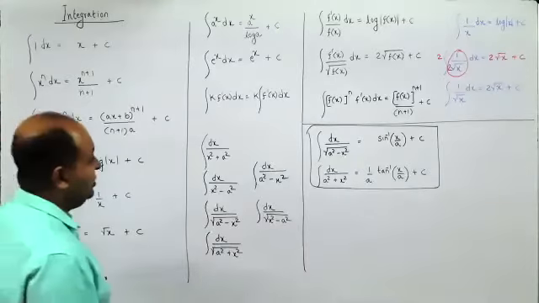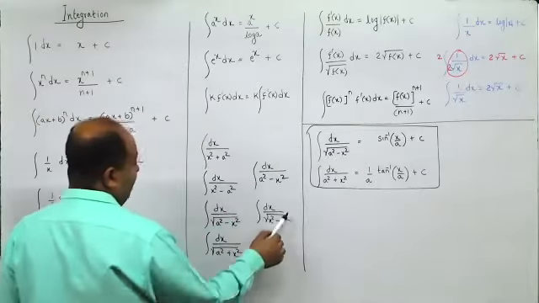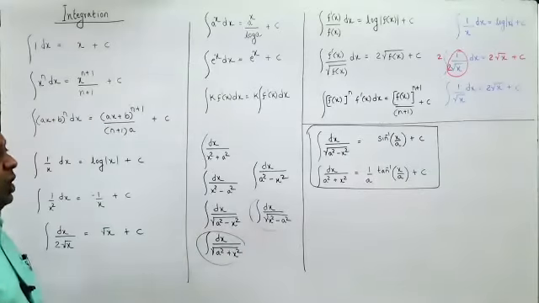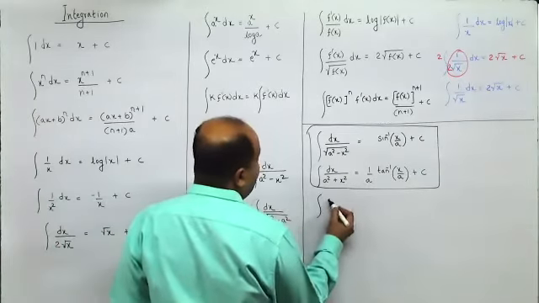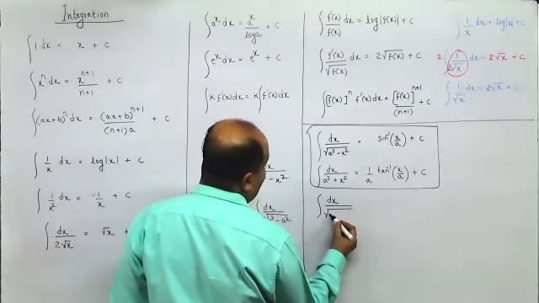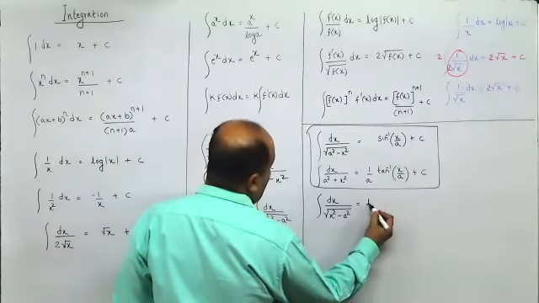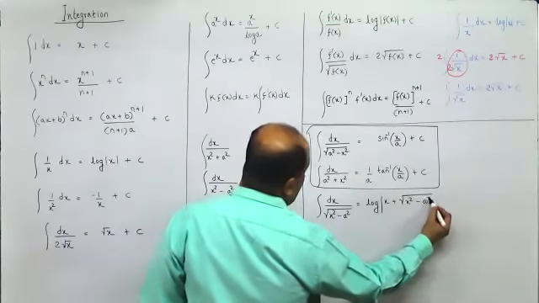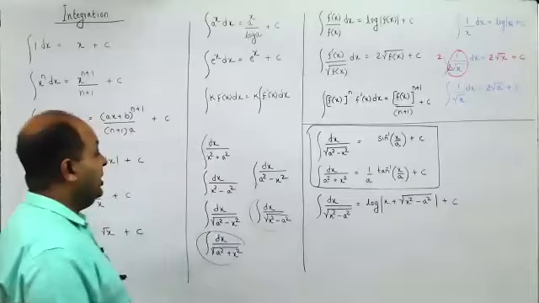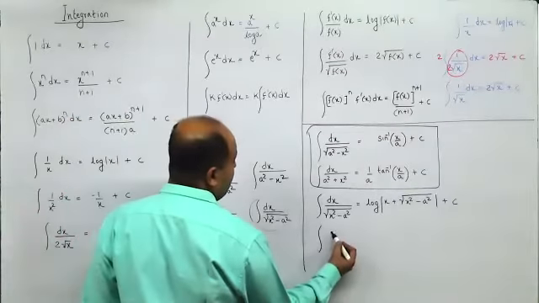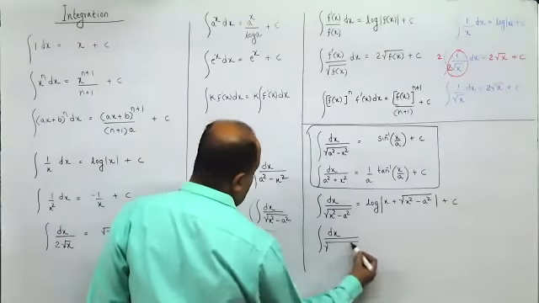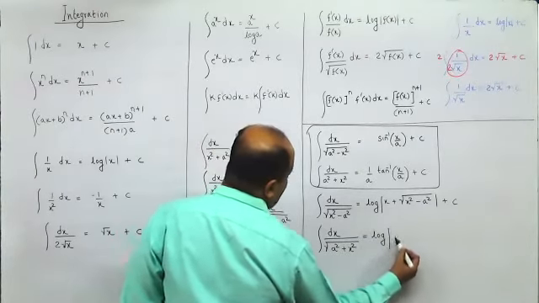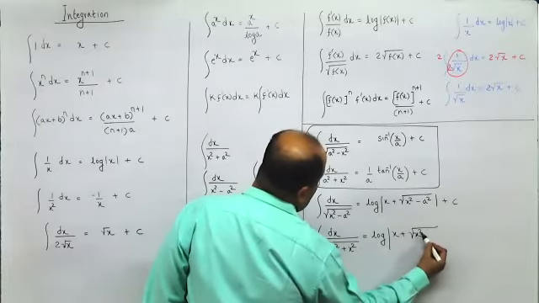So, instead of dx upon root a square minus x square, if you get root x square minus a square or root a square plus x square, you will get log as the term for the same. So dx upon root x square minus a square would give you log x plus root x square minus a square plus c, and dx upon root a square plus x square would be log x plus root x square plus a square plus c.